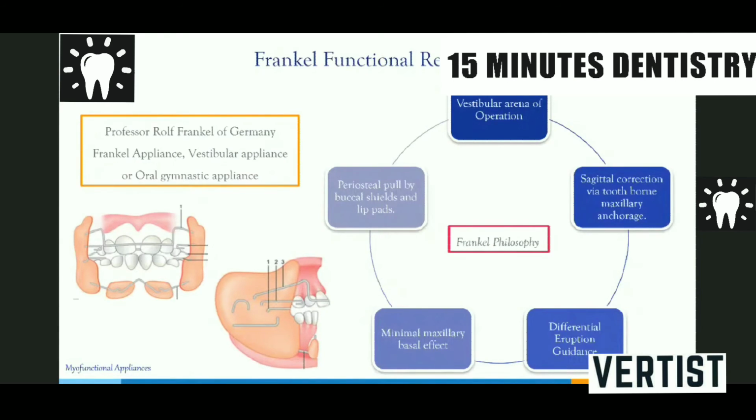Periosteal pull by the buccal shields and the lip pads is seen. So these are the 5 main pillars of the Frankel philosophy, which is routinely asked, and you all should know that.